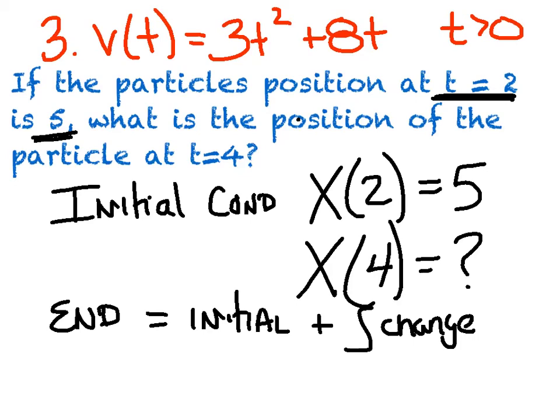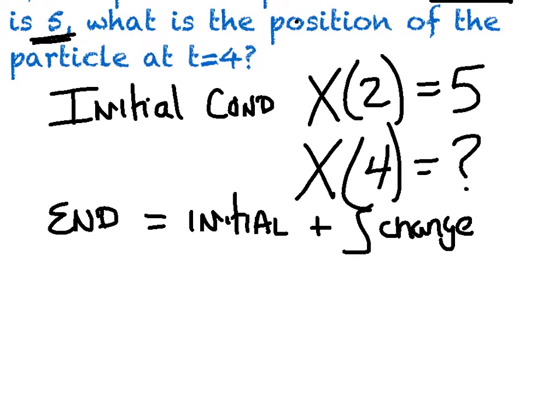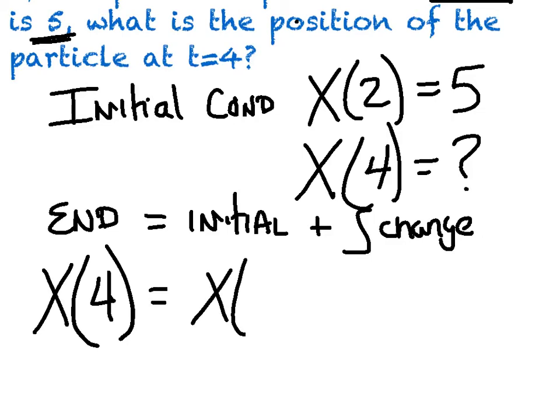Okay, the n value is equal to the initial condition plus the integral of the change. So I'm just going to scroll down here. The n value that I'm looking for is the position at 4. The initial value given is the position at 2, plus the integral. My bounds are clear. If I'm using 4 and 2 here, those are my bounds, from 2 to 4. Okay, remember that initial bound goes on the bottom.